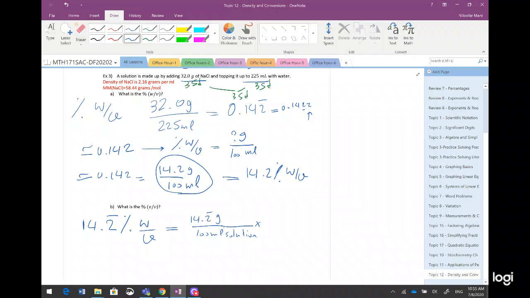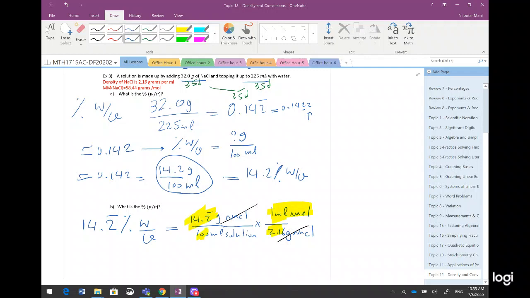What should I do for the top? I have to go from gram to milliliter. How can I do that? Density. Okay, I want to cancel gram, so it's 2.16 gram NaCl, 1 milliliter NaCl. Okay, so then I can cancel this and this, and what is left? This and this and this and this.